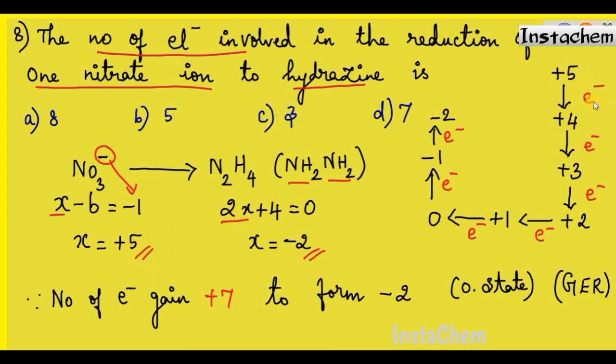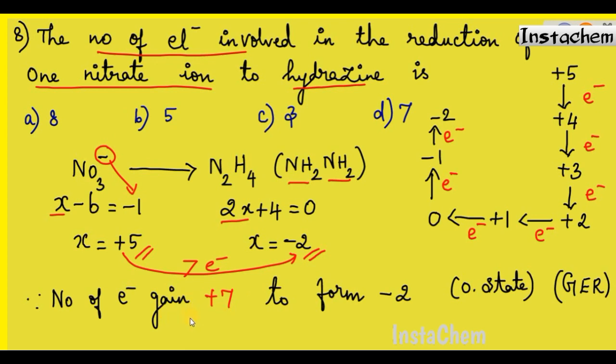By adding 1 electron, it becomes plus 4. By adding again 1 electron, it becomes plus 3. By adding another electron, plus 2. So like that, add 1 by 1, you will get 0. Then again gain of 1 electron, it becomes minus 1 oxidation state. Again gain of 1 electron, it becomes minus 2. So from plus 5 to minus 2, how many electrons does it need? 7 electrons.